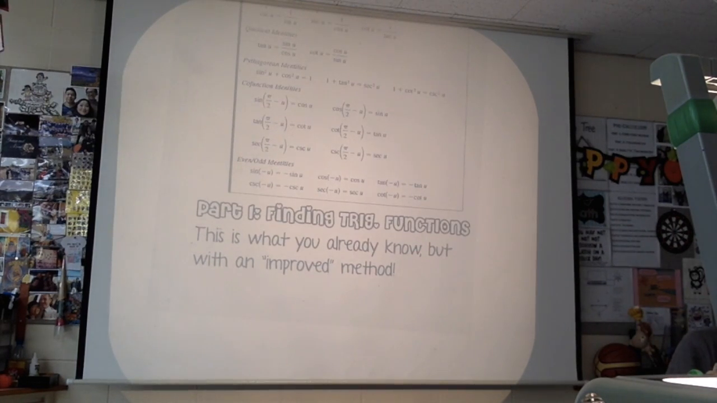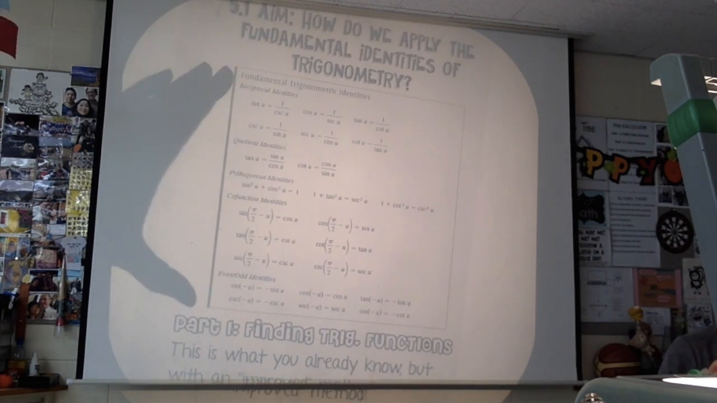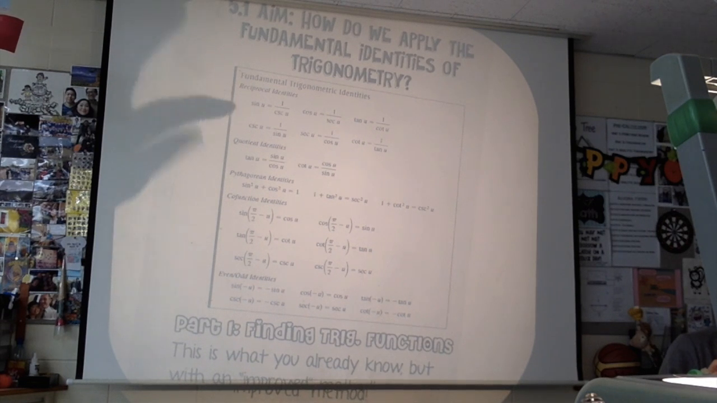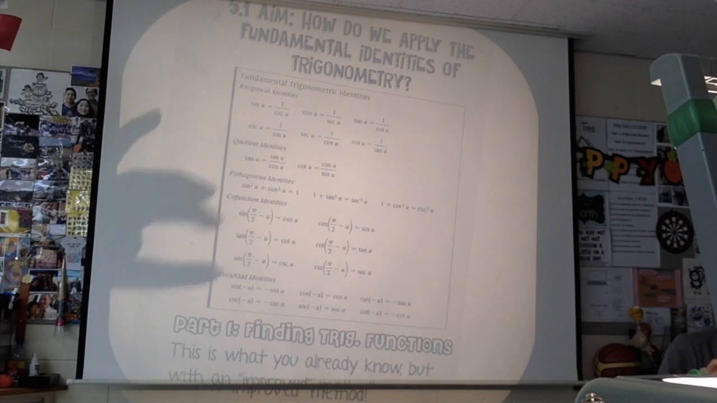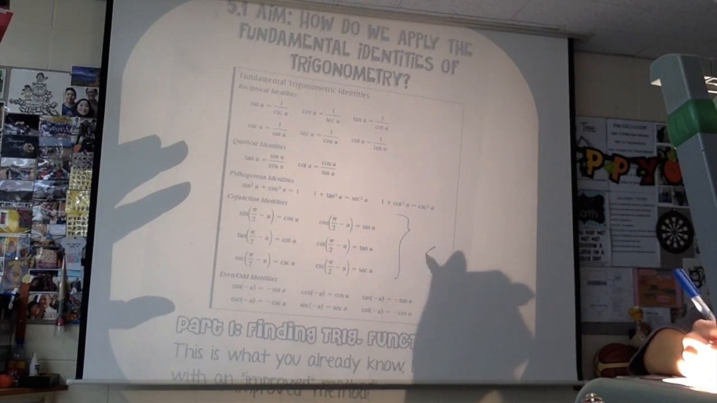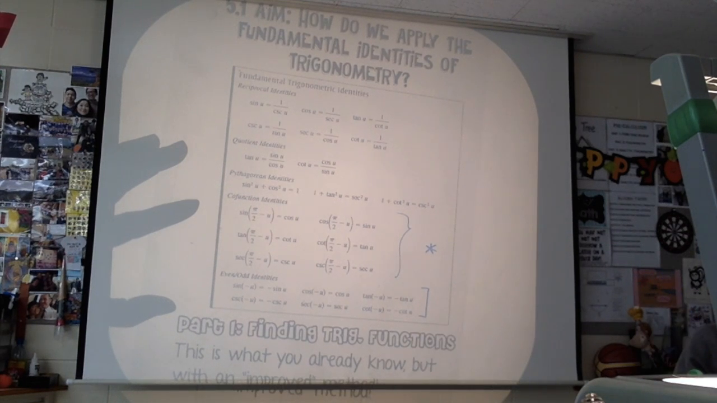Part 1, finding trig functions. This is what you already know, but with an improved method. You'll see how it's very similar to what you already know, with an improved method attached using these identities. Look over them right now and familiarize yourself with them. These are probably the ones you're less familiar with. Remember, even and odd functions here. You're going to be utilizing these. Stop the video at any time, all right?